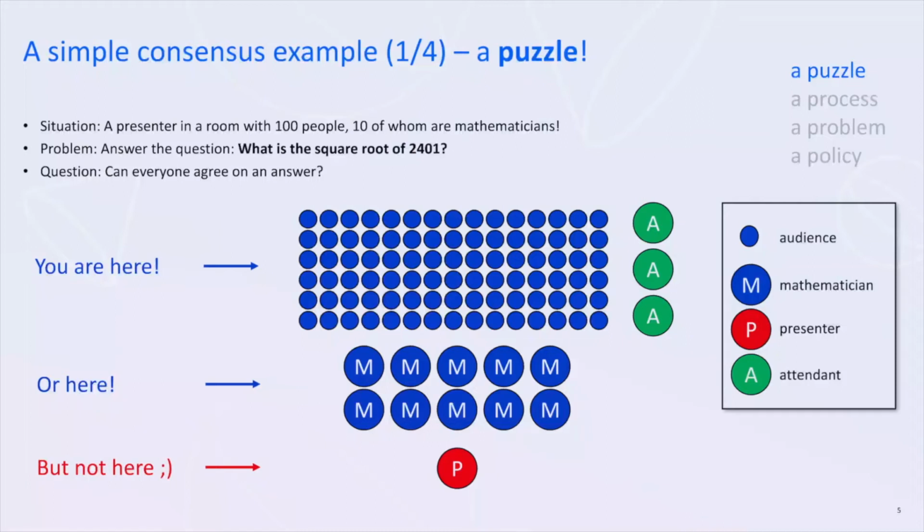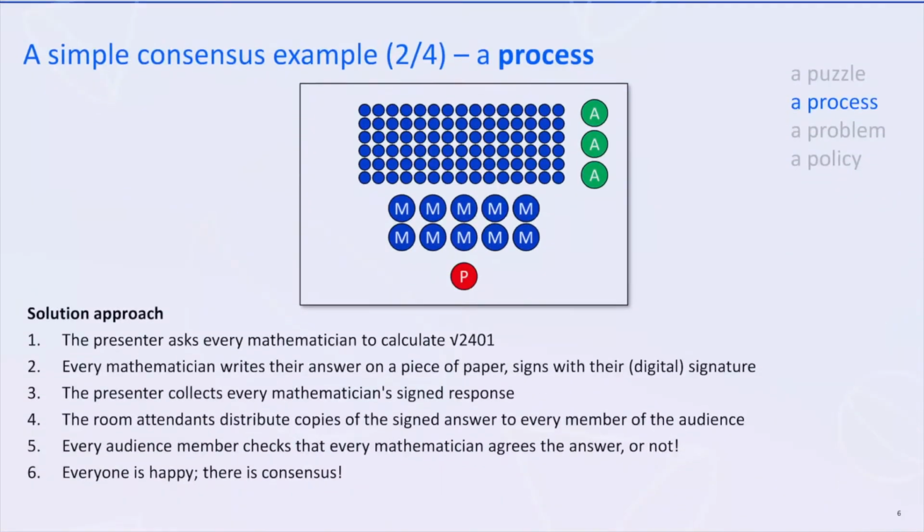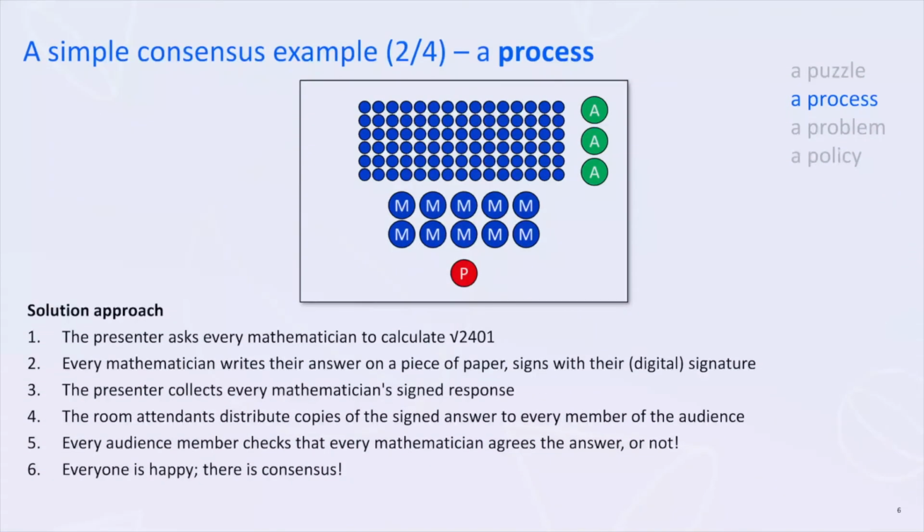Now, what happens here is we are putting a question across to everybody, all the participants. What's the question? The question is, what is the square root of 2401? So let's say if this question is pitched to all the mathematicians in this group, right? What typically happens is every mathematician will calculate the square root of 2401, and they write their answers on a piece of paper, and they sign the answer with their digital signature. It really helps in signing, because that way we have a proof that they are the ones who have put this answer on the sheet of paper.